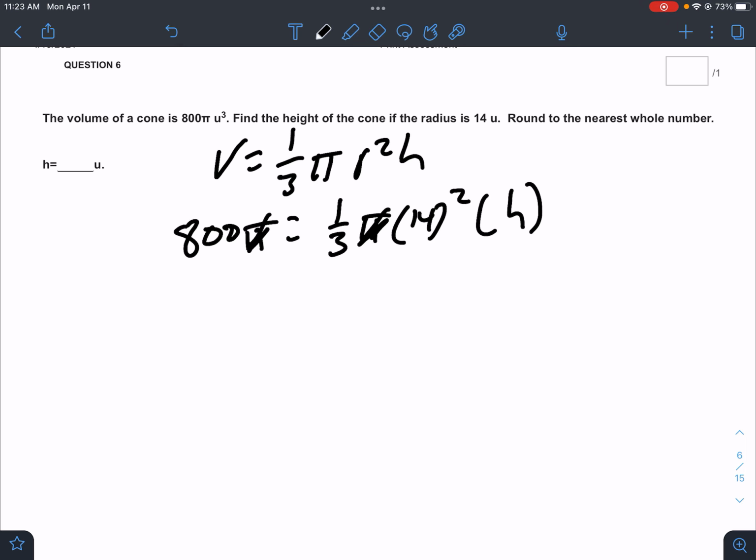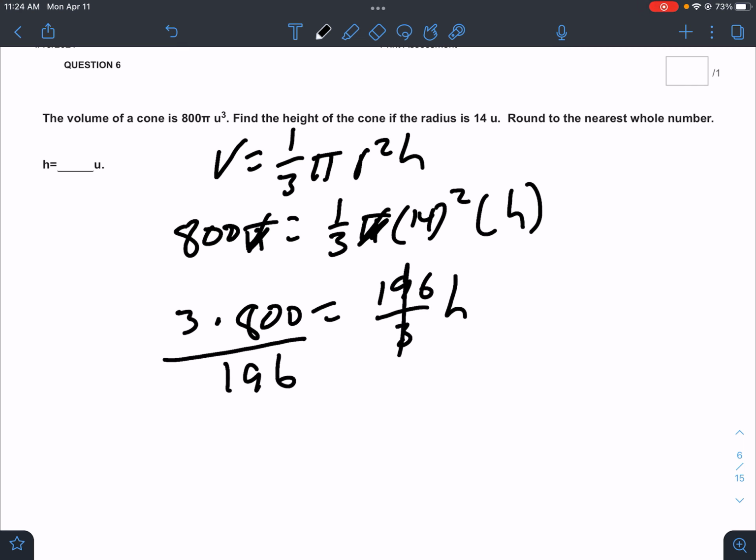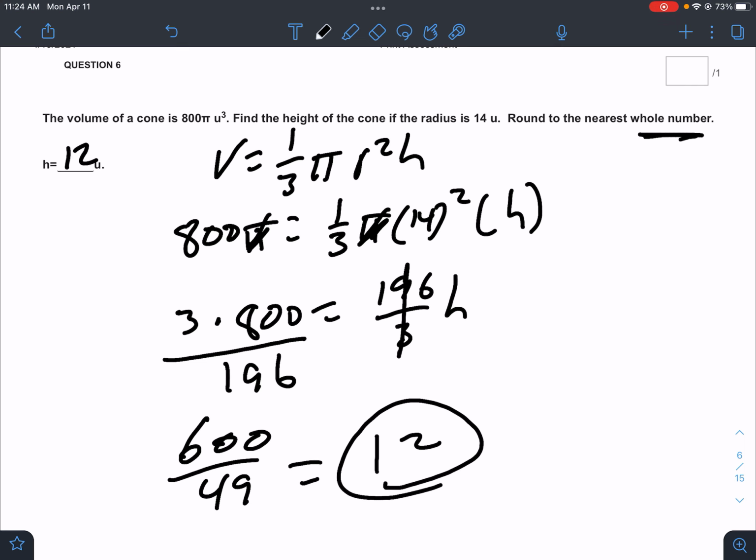So we would have 14 squared. So we would have 800 equals 196 over 3 h. So I would do 800 times 3 divided by 196. It says round to the nearest whole number. I get 600 over 49, which to the nearest whole number would be 12. Crushing it.